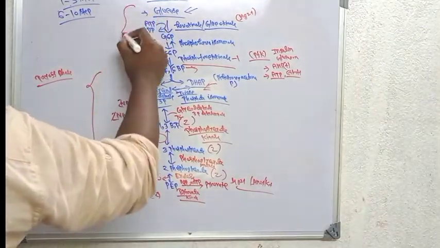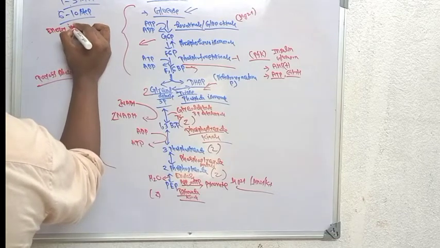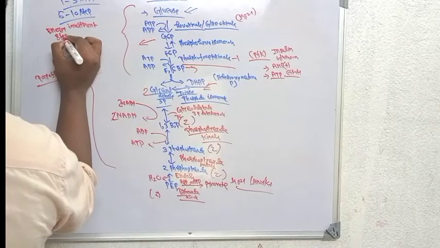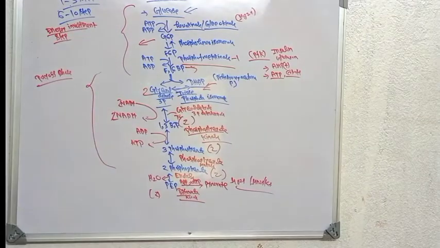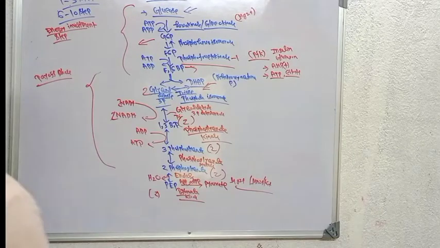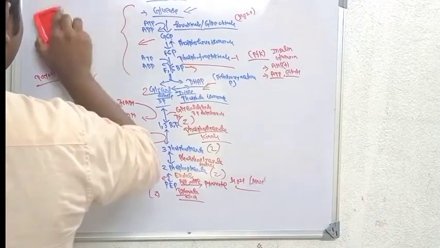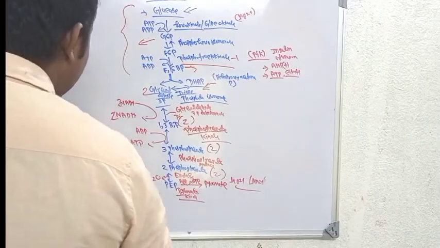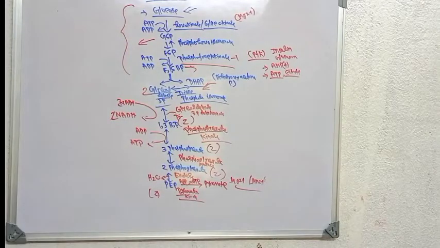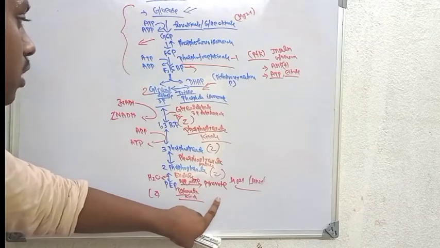The first step is called the energy investment step, or simply the preparatory phase. Now calculate the energetics, or energy, from one molecule of glucose to one molecule of pyruvate.